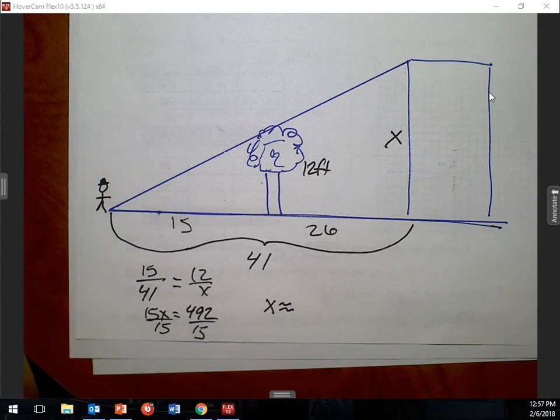What'd you come up with? 492 divided by 15. I know you guys are working on this, right? So can someone please? Joseph, save me, help. 33. 33.